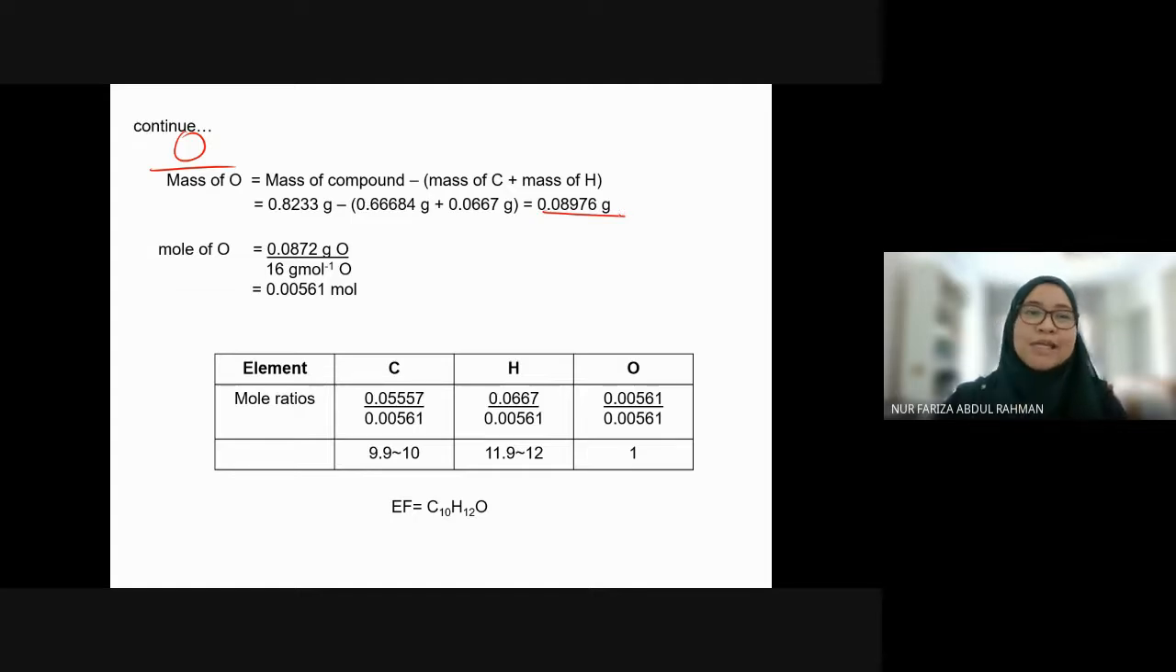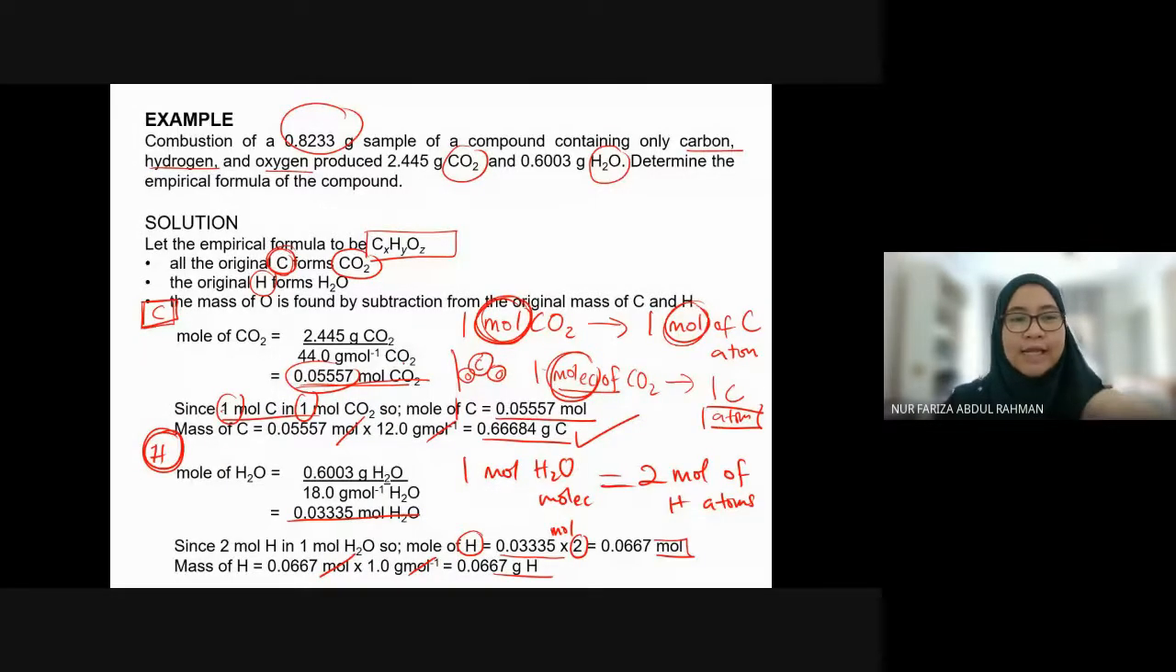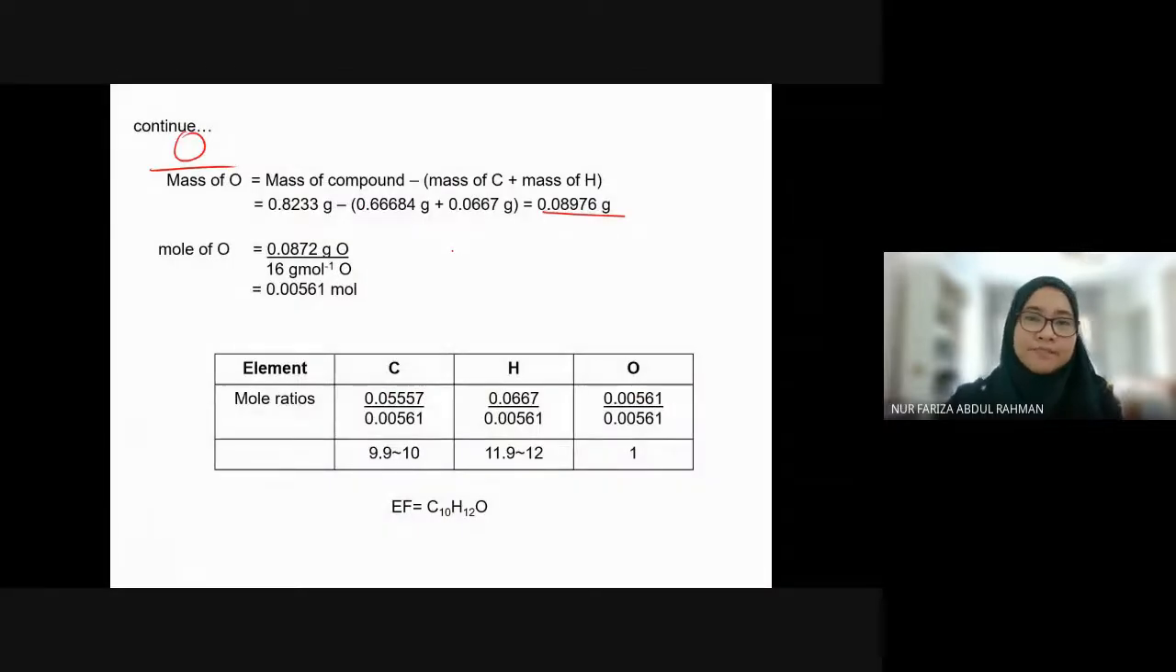During the tutorial I'll be asking this question. Why can't we use the same method that we have for carbon and hydrogen? One mole of carbon dioxide has one mole of carbon. Why can't we apply the same method in order to find oxygen? Think about why that method is not suitable. It cannot be used for oxygen. Find out why is that so.